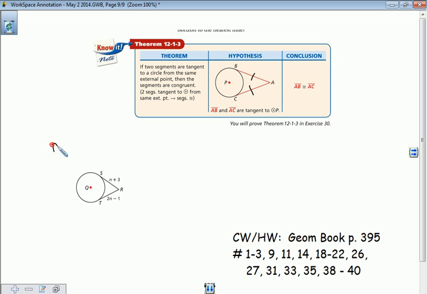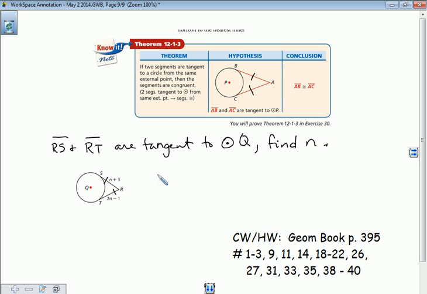So if I told you that RS and RT are tangent to circle Q, and then asked you to find N. If they are tangent, we know that this is congruent to this. So N plus 3 has to equal N minus 1. So when we subtract N from both sides, and add 1 to both sides, N is going to equal 4. N equals 4.